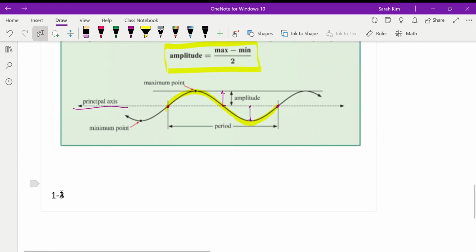And then moving on, you just have to do questions 1 to 3. Give it a go. Let me know if you need any help.